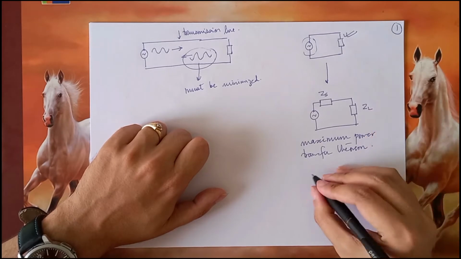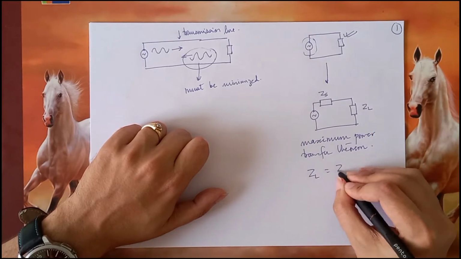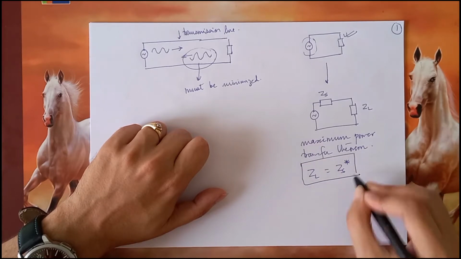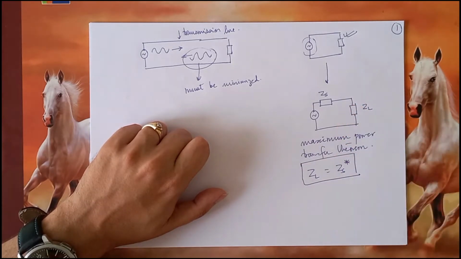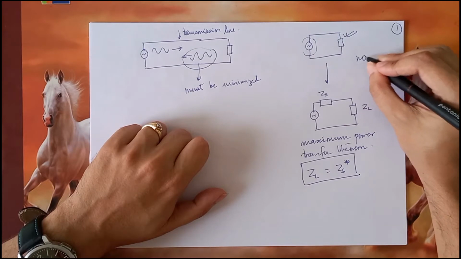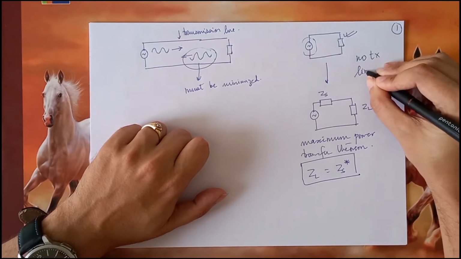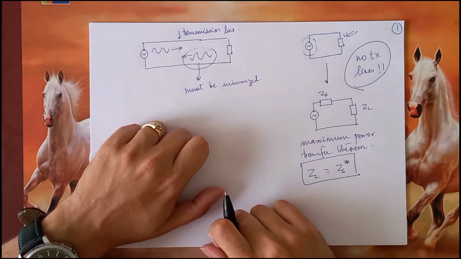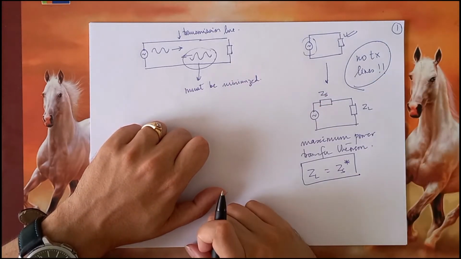And that says that the load impedance and source impedance must be complex conjugates of each other. Keep in mind, here there are no transmission lines. So that is how it is.